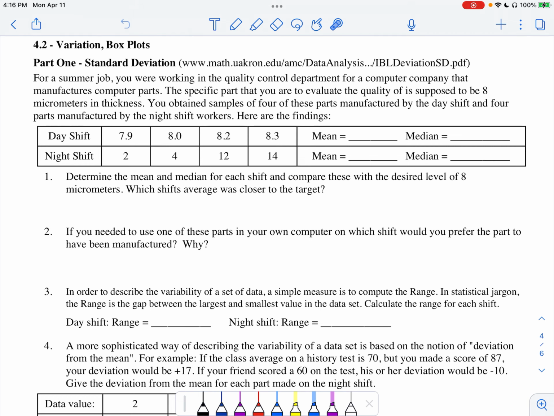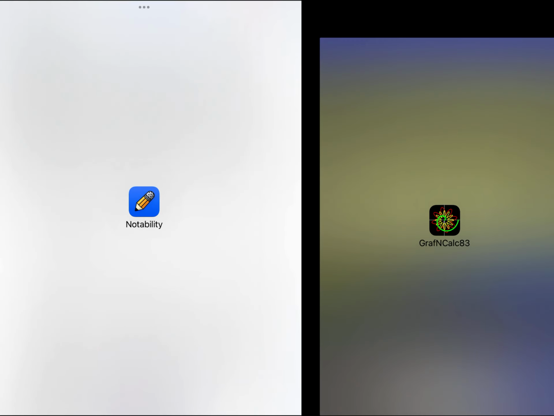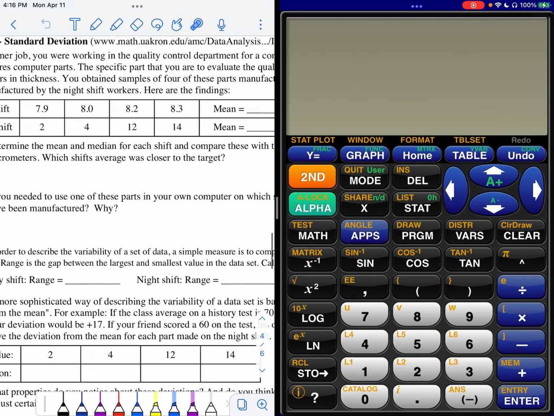Okay, so for the day shift, you got 4 samples and they measured 7.9, 8, 8.2, and 8.3 micrometers. Okay, so what I want to do is calculate the mean and the median for these 4 computer parts. Let me pull out my calculator. This is a pretty small data set, so I'm just going to do this by hand. For our mean, we're just going to add them up and then divide by 4.